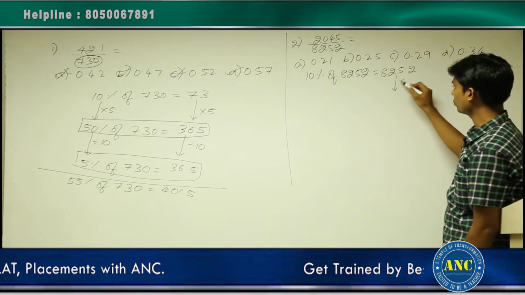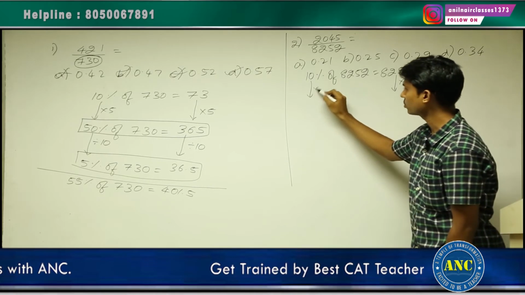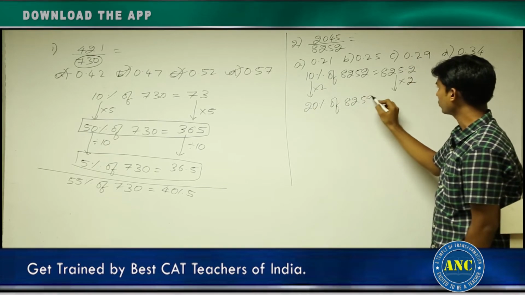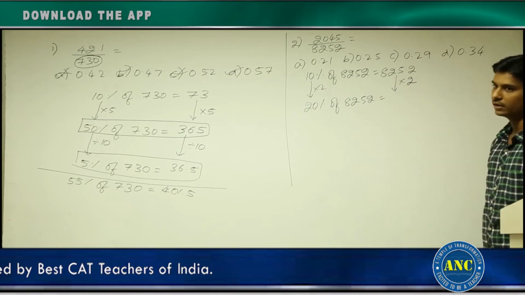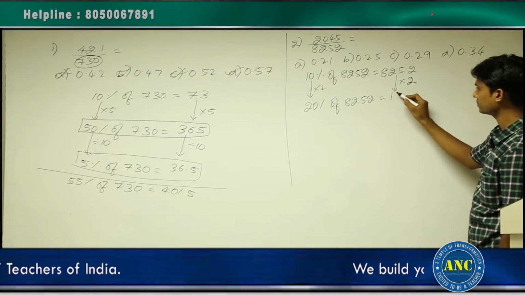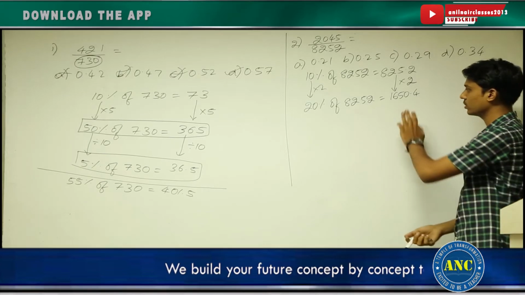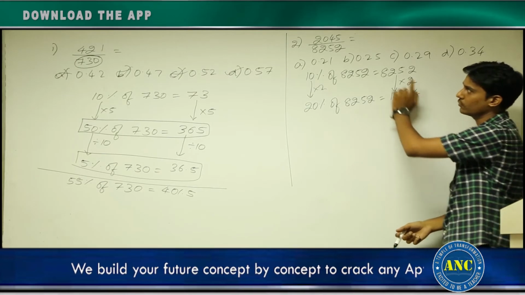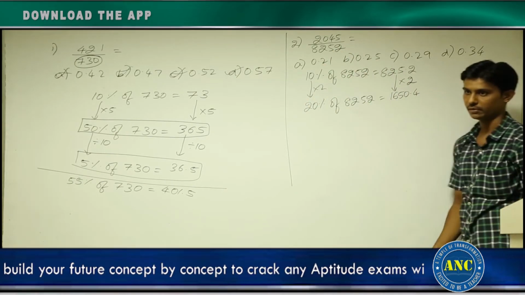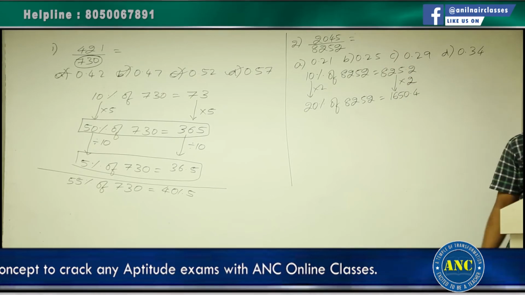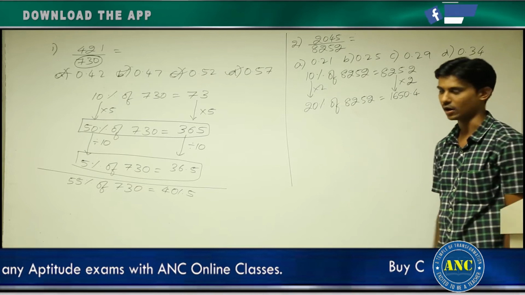Let me multiply it by 2. That means 20% of 8252. How much is it? 825.2 times 2 is 1650.4. I got 1650.4. I still require 2045. How much do I require? 350 plus 45, 395 required. That means I require approximately 400 more.